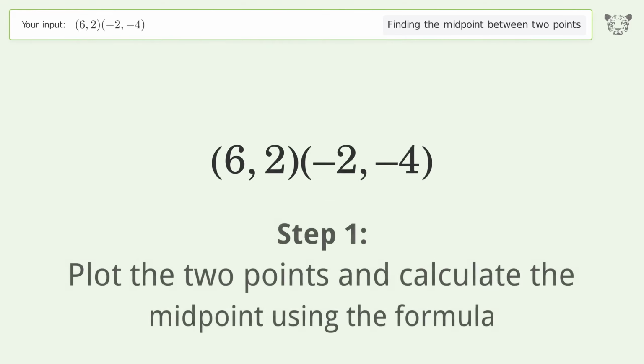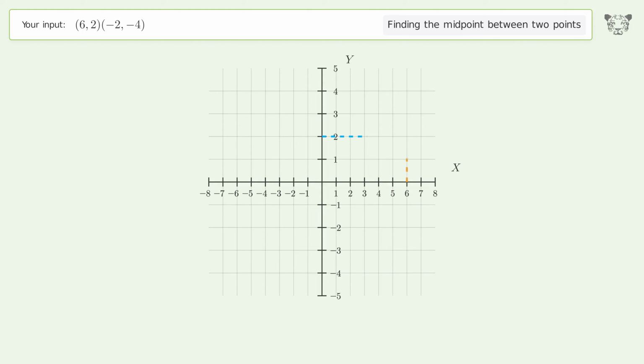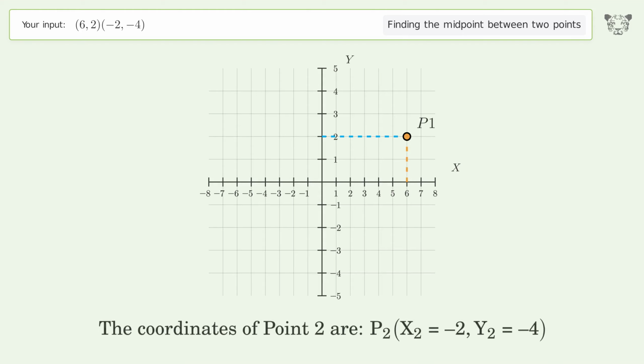The coordinates of point 1 are x1 equals 6, y1 equals 2. The coordinates of point 2 are x2 equals -2, y2 equals -4. PM represents the midpoint of the 2 points.